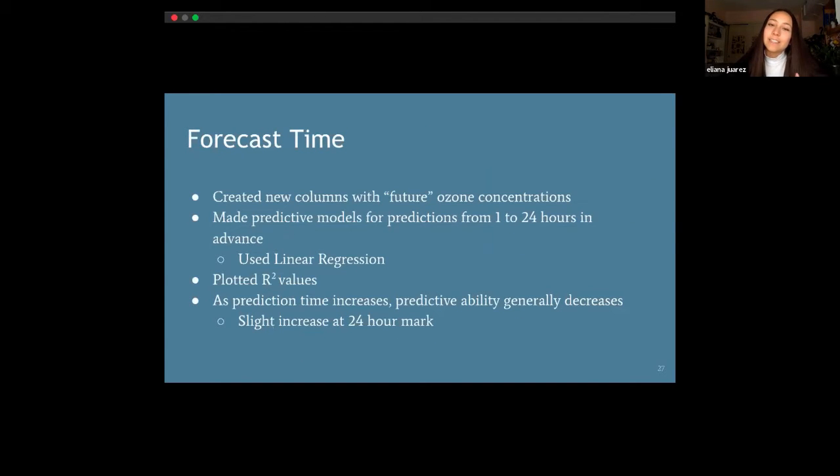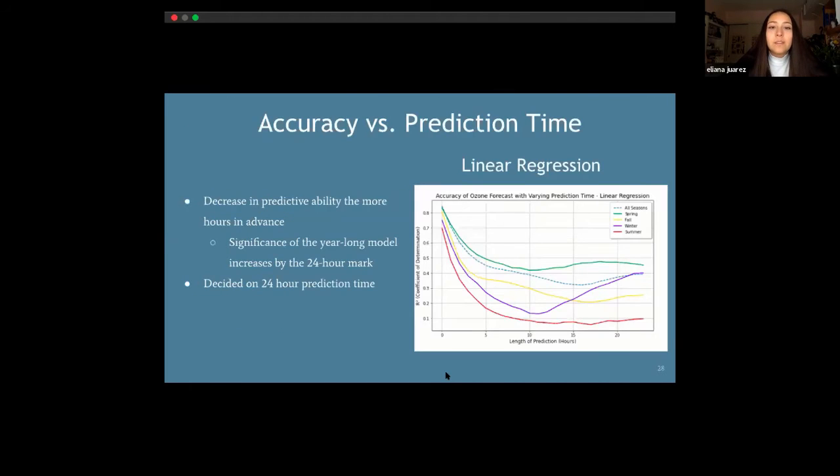So first we had to actually decide on which hours specifically to forecast in advance. To do this, we created new columns with the future ozone concentrations by making copies of the current ozone column and then shifting it down multiple times. Basically this allowed us to make predictive models for predictions from 1 to 24 hours in advance. We used linear regression for this, and then we plotted the R-squared values. So what this let us see is the predictive ability of each model over time.